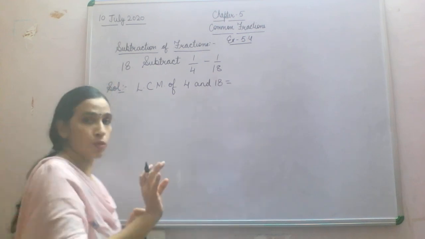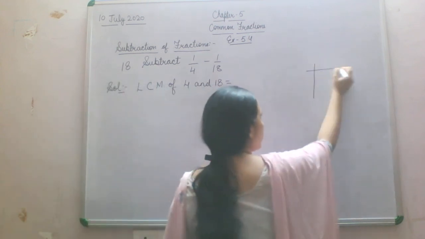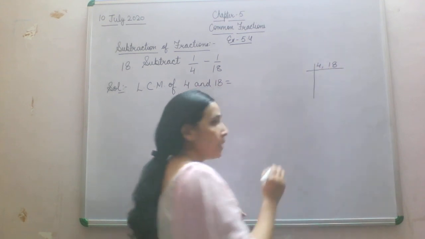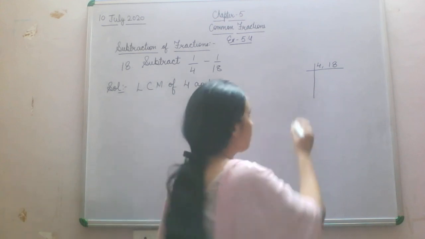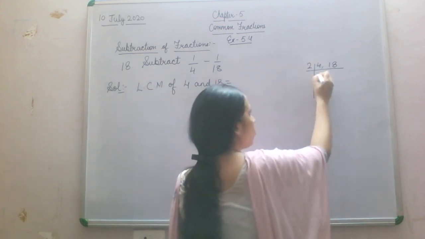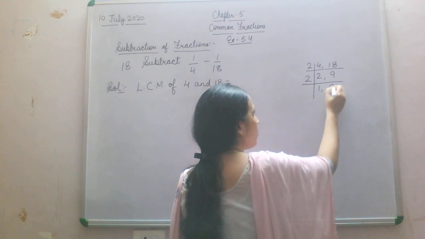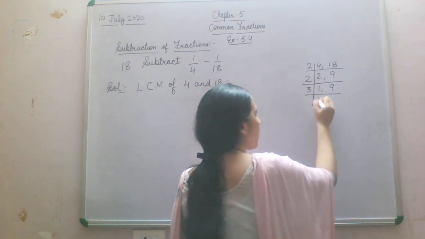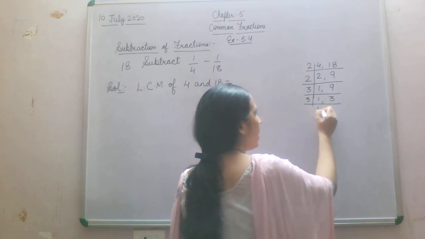Remember these steps, how to do it. Now let's start finding the LCM of 4 and 18. 4 and 18. So we will start with the table of 2. Yes, we'll start with the table of 2. So let's start. 2 2s are 4 and 2 9s are 18. Now next it will go on 2, 1 times, and it will be 9. Next it will go on 3, and 3 3s are 9. Again it will go on 3, 1 and 1.